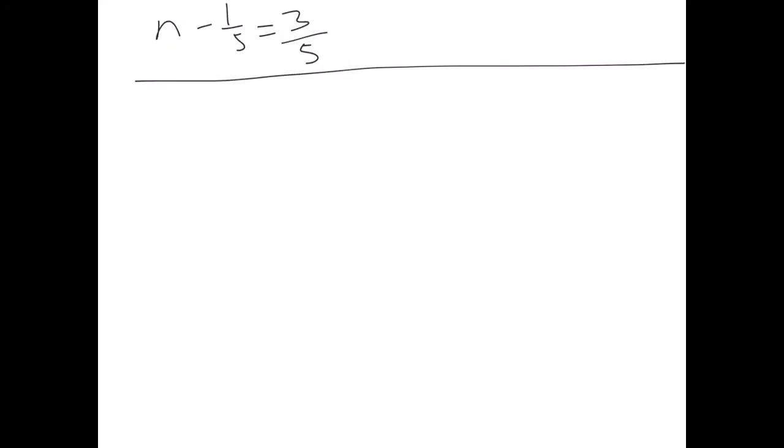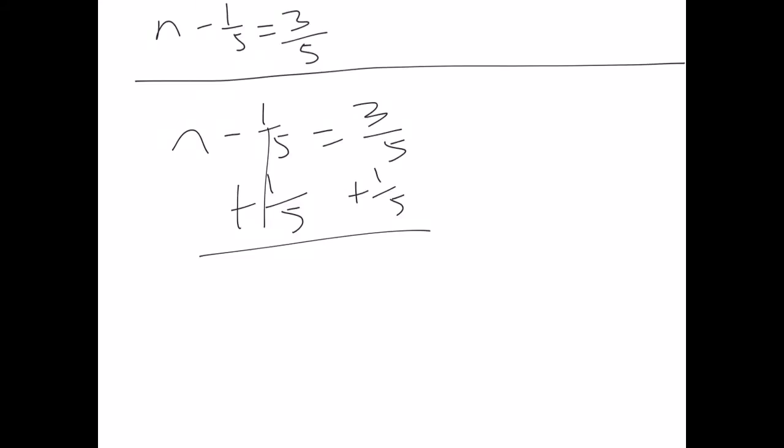To do this problem, you'd have n minus 1/5 equals 3/5. So you add 1/5 to this side, and you add it to this side. That cancels out, so that's just left with n equals 3 plus 1 is 4, so that's 4 over 5.